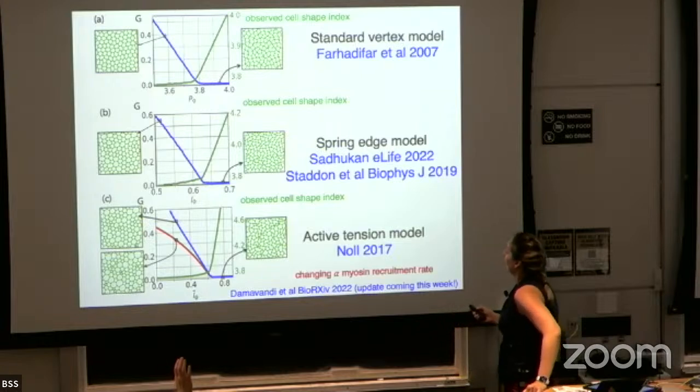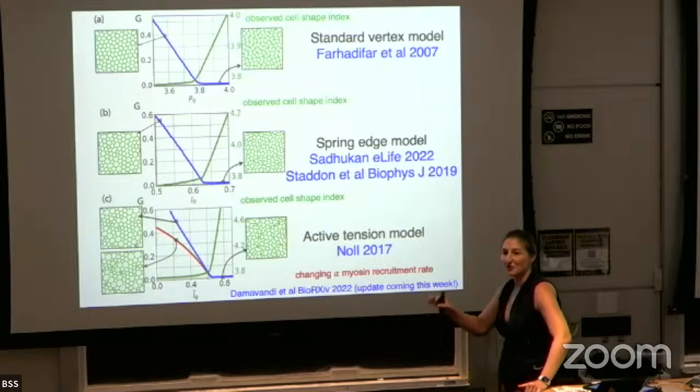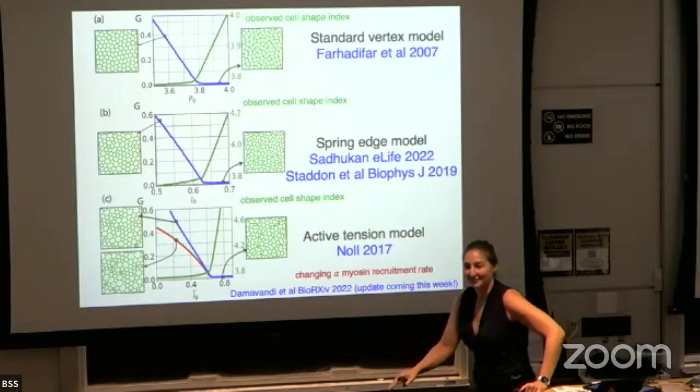Oh, and this is what happens with these two versions. There's a parameter, the myosin recruitment rate, that you can change. And it's kind of cool because it turns out the myosin recruitment rate just changes the stiffness, but it doesn't change the scaling.